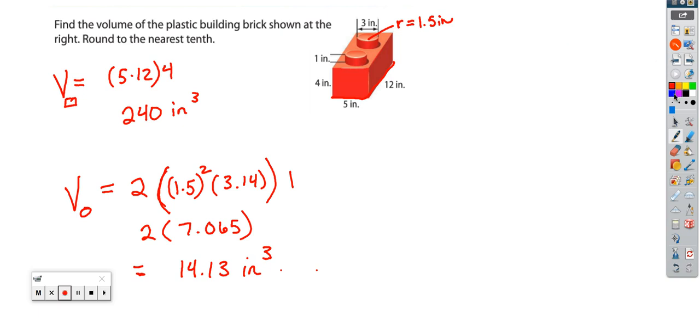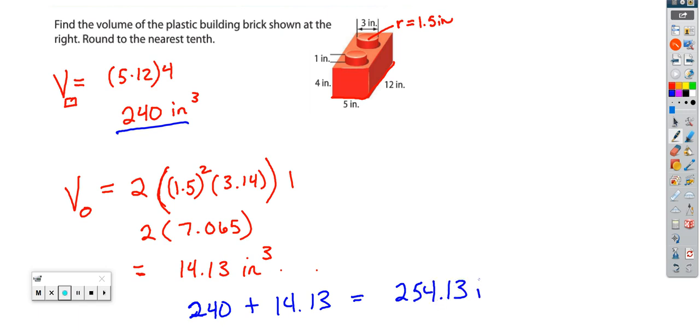So now I need to add my 2 volumes. 240 plus 14 and 13 hundredths is 254 and 13 hundredths inches cubed. But if I look here, it tells me I need it to the nearest tenth.